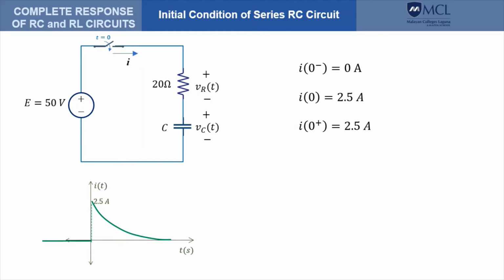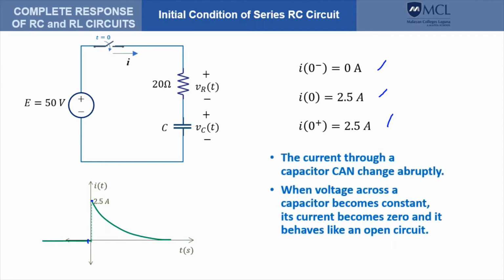For the current, if we get the initial conditions at t just before t equals 0, our current is 0. At exactly t equals 0, it will jump to 2.5, and just after t equals 0, it is still 2.5 amperes. So the current through a capacitor can change abruptly. As we can see in the graph, when the voltage was applied, the current immediately jumps from 0 to 2.5 in no time. So it changed abruptly. That is possible for a capacitor.